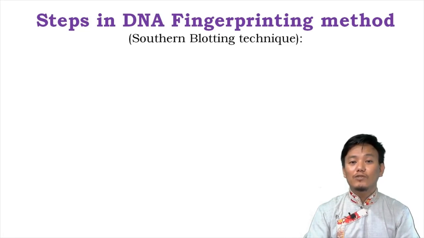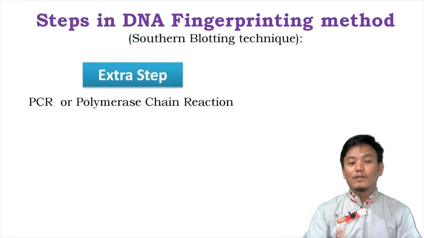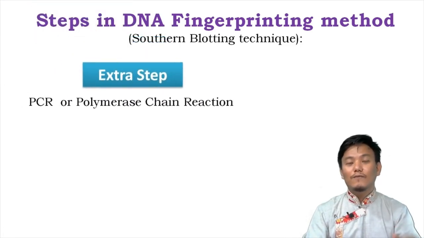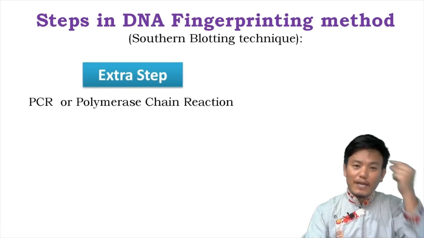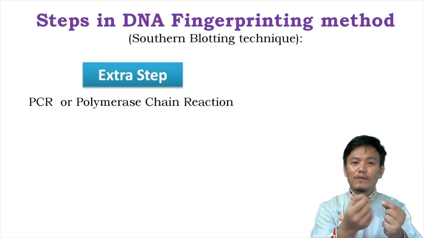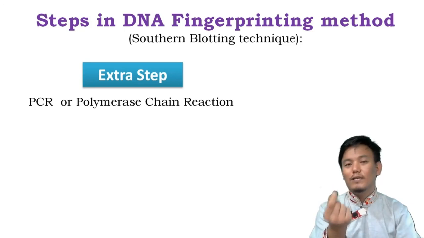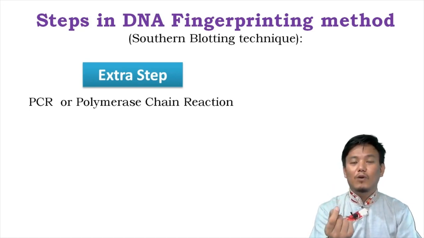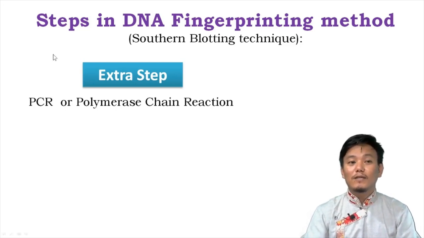Now we have one extra step. Just imagine if we have a very small sample, let's say we found just a hair follicle at the crime scene. If we have to extract DNA from a very small amount of cells, we will get very few DNA molecules. So the DNA fingerprinting method may not be that sensitive, or it may not show very bright or visible bands on the nitrocellulose membrane.